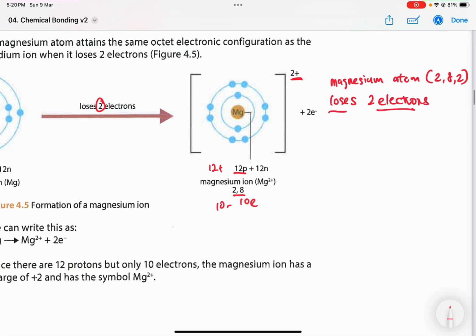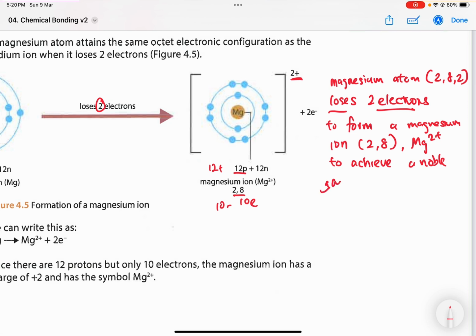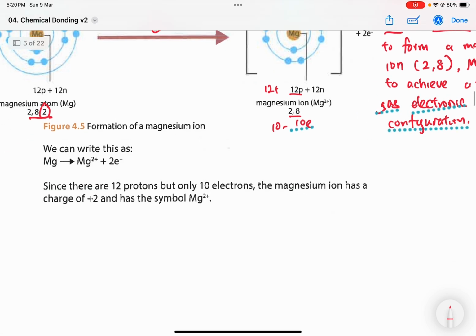Okay, so lose 2 electrons to form a magnesium ion, bracket 2, 8, Mg2+, to achieve a noble gas electronic configuration. Okay, so the description of how the bonds are formed actually is as such. Right, so same thing, 12 protons, 10 electrons, that's why you got your Mg2+.